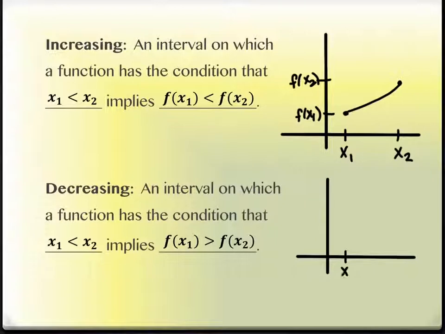And we can draw almost the same picture, but turned around, reflected, for the decreasing. So I have x1 and I have x2. But now the f of x1 value is higher. It's larger than the f of x2 value. And that one would be decreasing. It's going downhill from left to right.